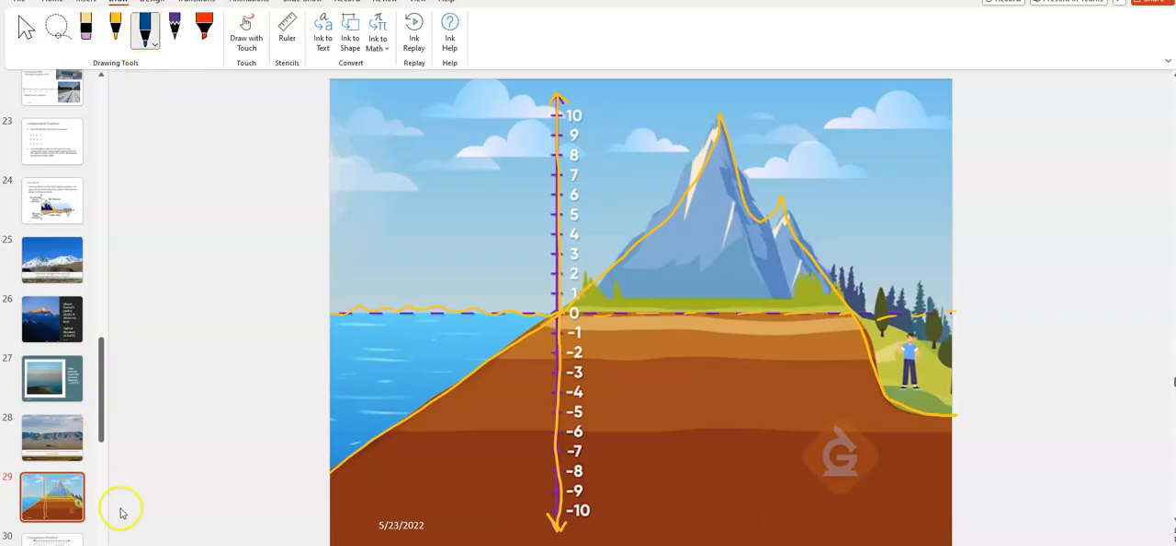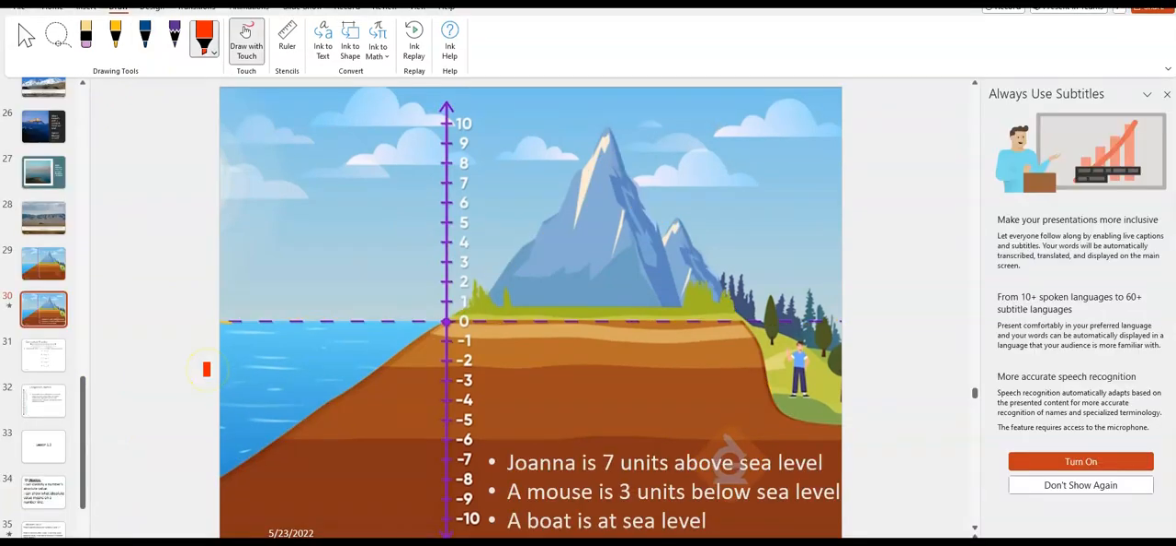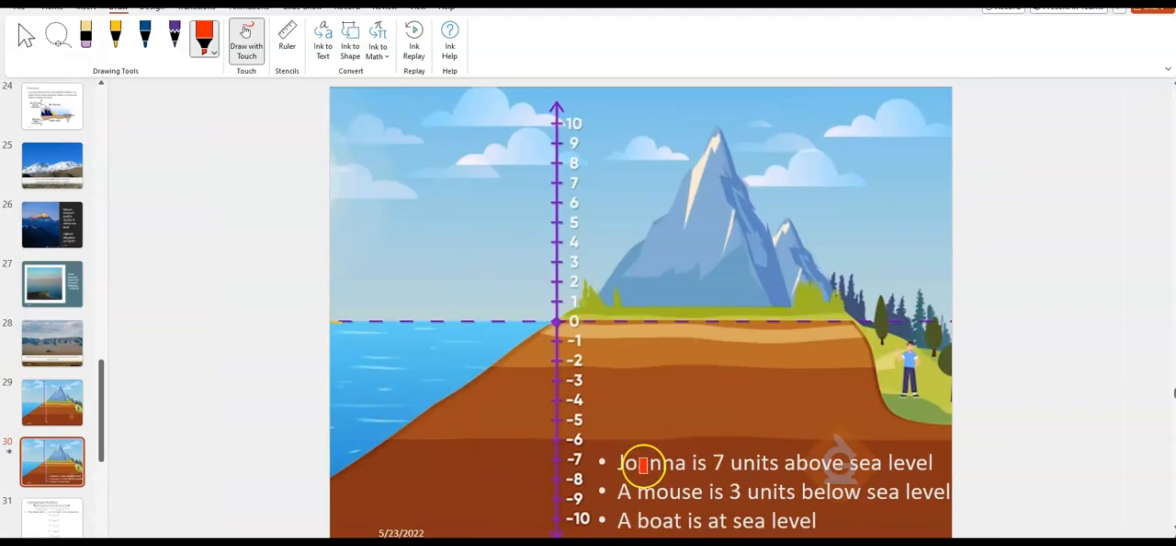I'm going to have you draw them on your picture. All right, so I'm going to have you draw on your picture these 3 things. So I want you to draw a person, Joanna, who's 7 units above sea level. I want you to draw a mouse that is 3 units below sea level and a boat that is at sea level. So take your time and go ahead and draw those 3 things. So pause the video and give them a draw, and then come back and see if you got it right.